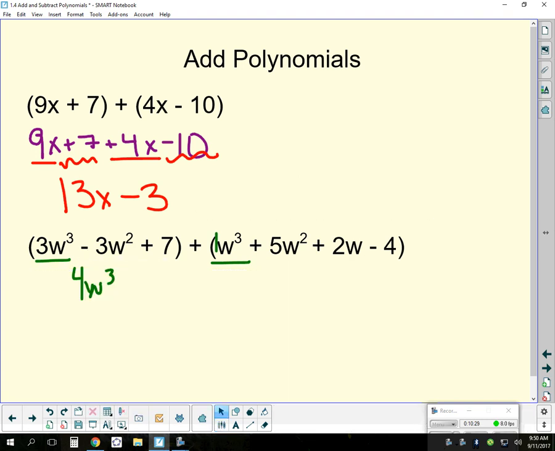Next one, you have negative 3w squared. Whoops.